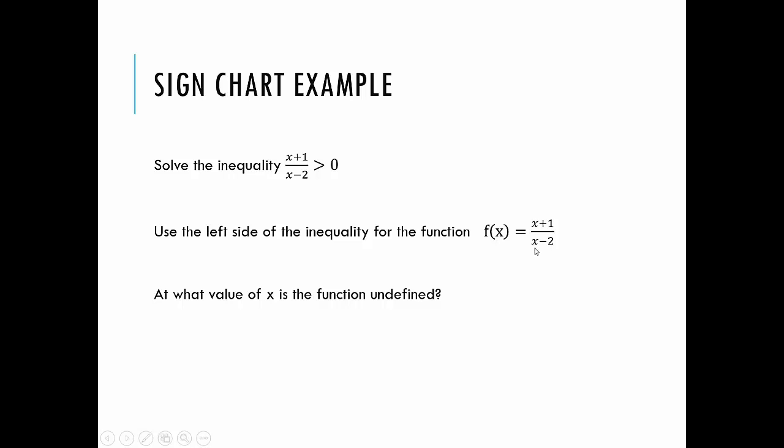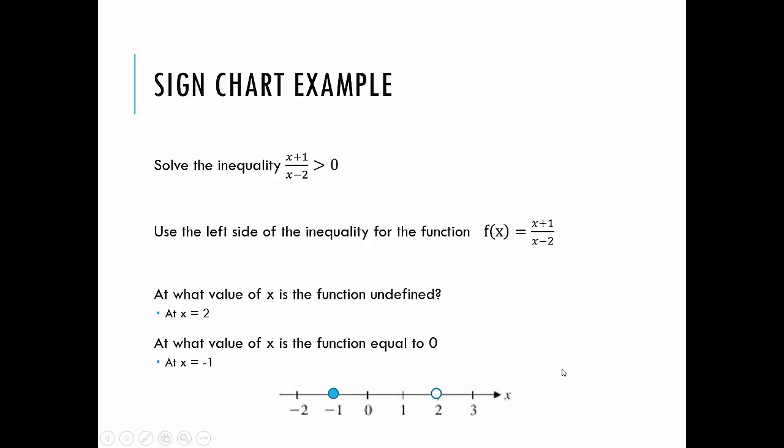Well, it looks to me like x equals 2, right? Because that would make the denominator 0. Another partition, remember, is at what value of x the function equals 0, meaning the numerator. What would make the numerator 0? Well, it looks like -1, right? Because -1 plus 1 would give me 0.